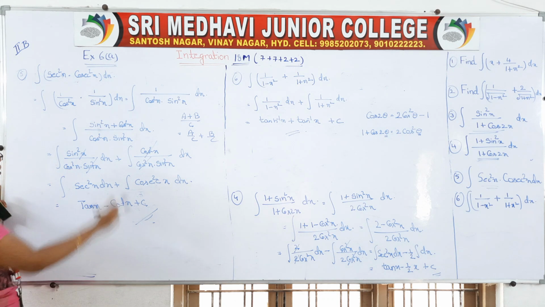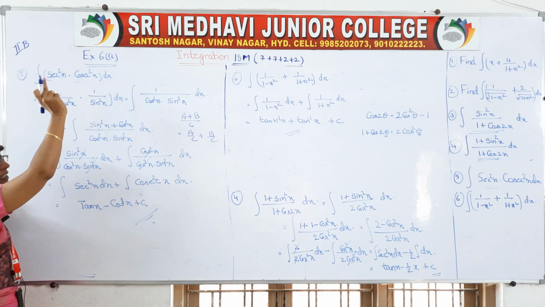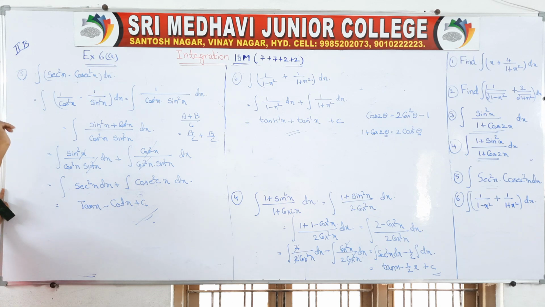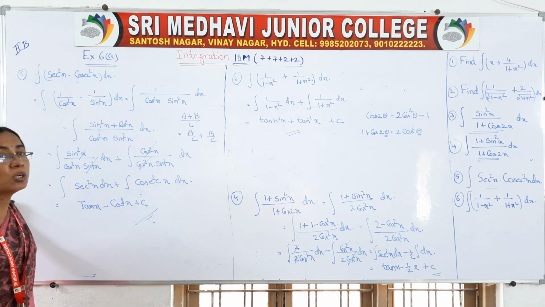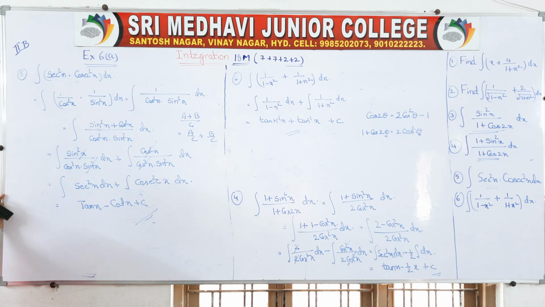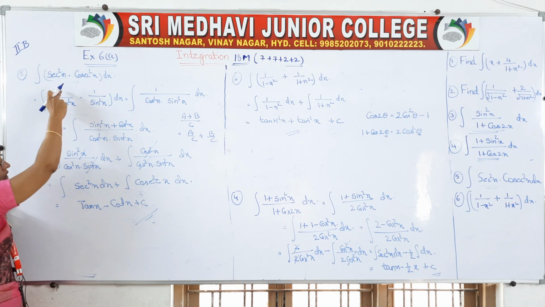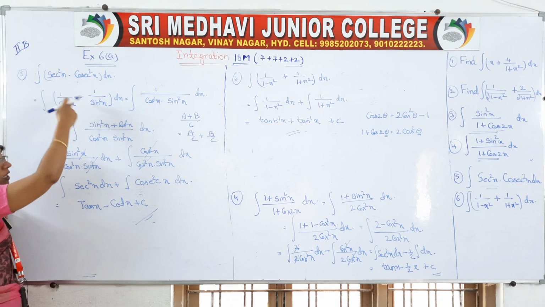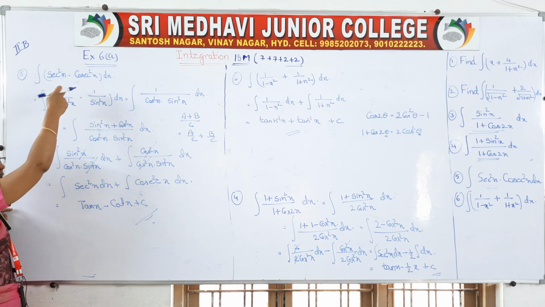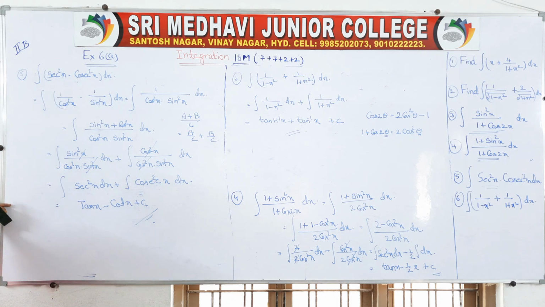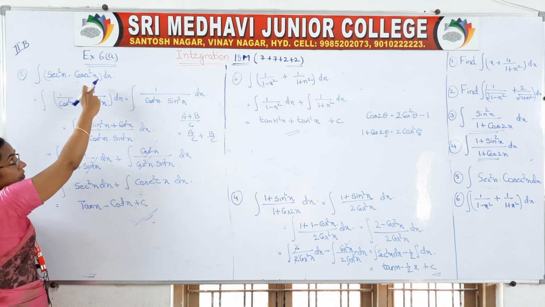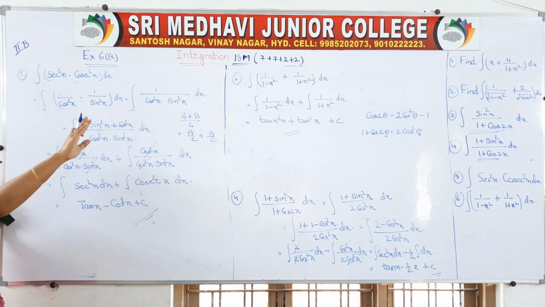How do we convert it? First, secant and cos are reciprocal to each other, and cosecant and sine are reciprocal to each other. What is the meaning of reciprocal? We can write secant x as 1 by cos x, and cosecant x as 1 by sin x. So secant square means 1 by cos x whole square. Applying the square, 1 square is 1 only, so 1 by cos square x. Similarly, cosec square x is 1 by sin x whole square.